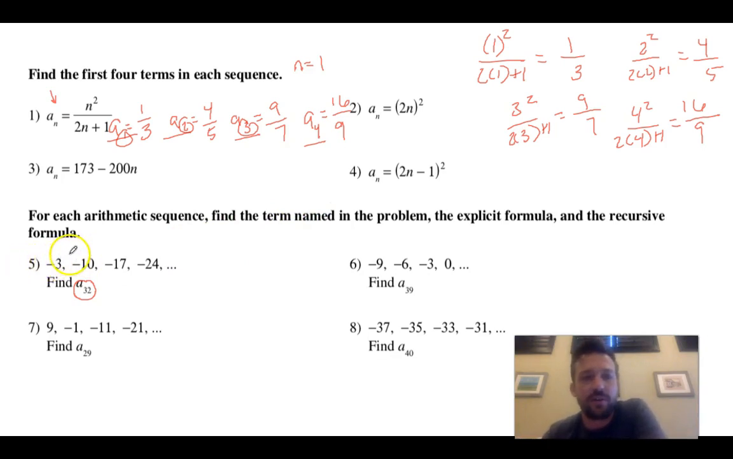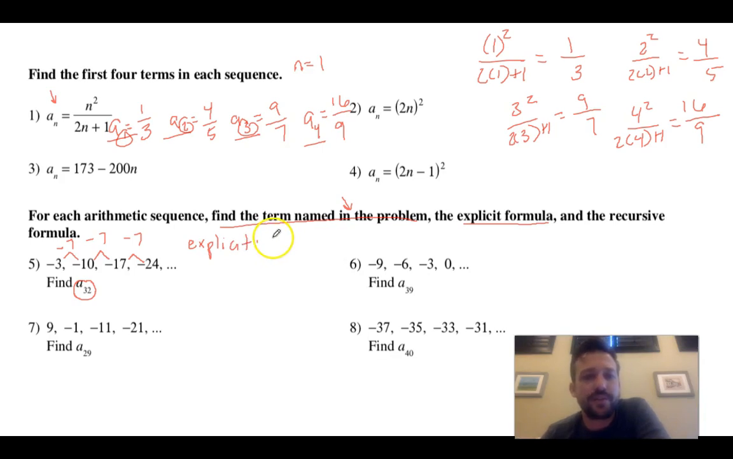So I guess let's just start with the first one here. Now these are all gonna be arithmetic, which means they change by a common difference every time. Like they add or subtract the same number every time. In this case, it looks like they subtract 7 on each one of these, yeah? Now, I know they put find the term named in the problem first, but that's actually what I'm probably going to do last. I don't know why they would write that first, because I would first want to know the explicit formula before I go about finding a certain term, okay? So I'm going to do the explicit formula first.